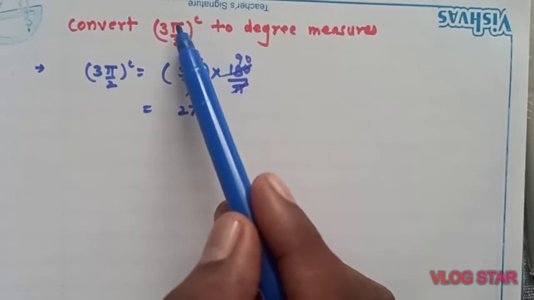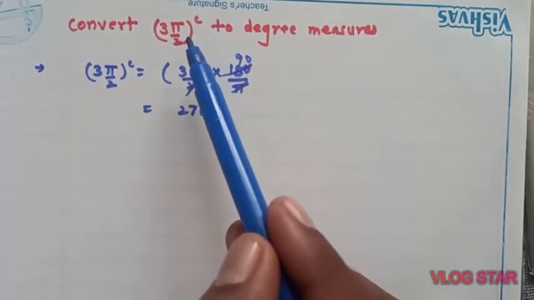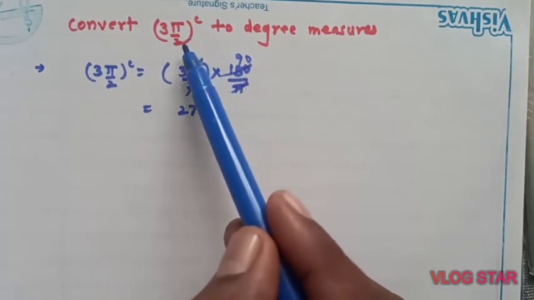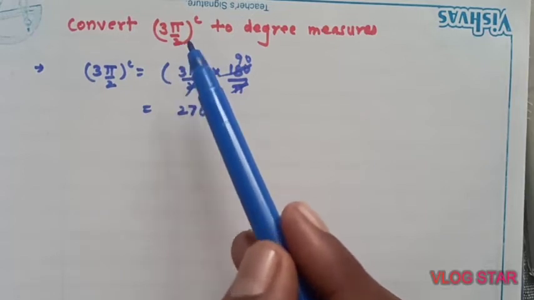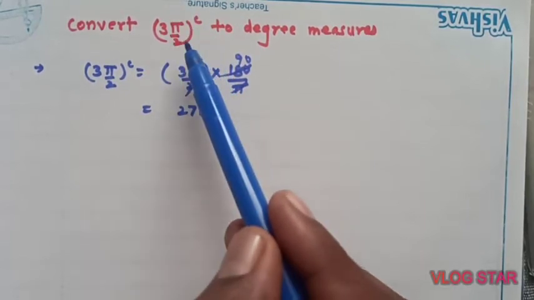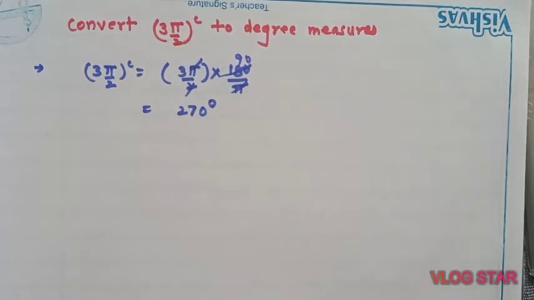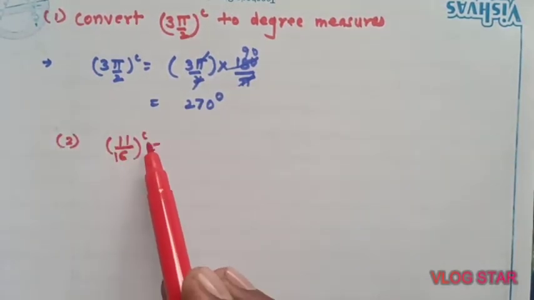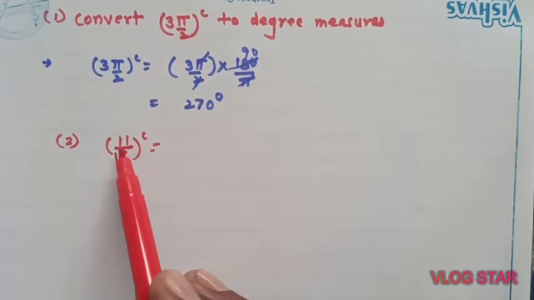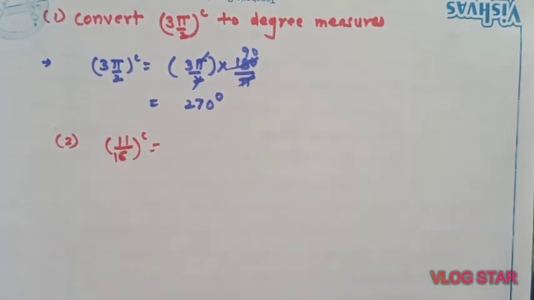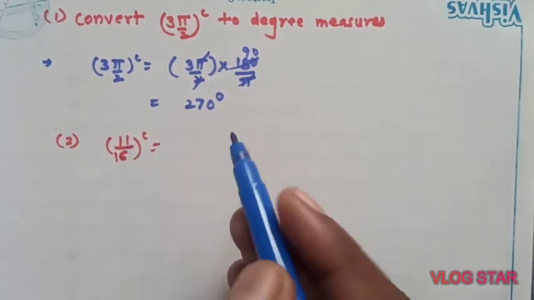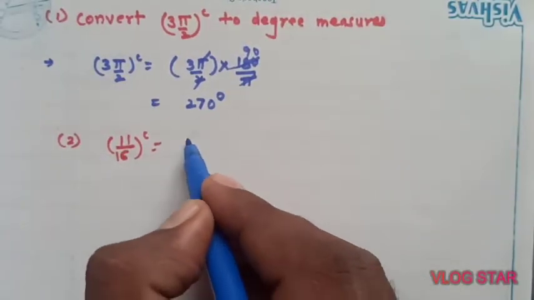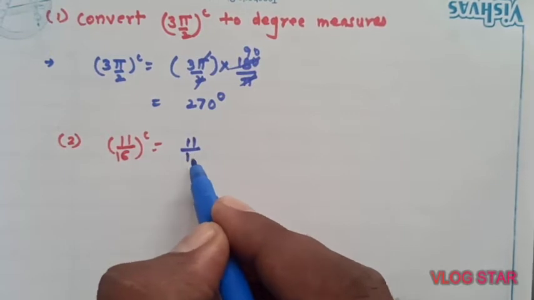So this was a simple question, but sometimes we have to think when there is no pi in the radian measure, because at that time the task is quite difficult to convert it. Let's check when we have a radian measure without pi. Now this 11 by 16 is in radian, but pi is not included in that. So in that case we are supposed to convert this radian to degree. So check 11 by 16.